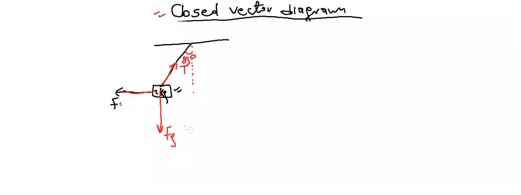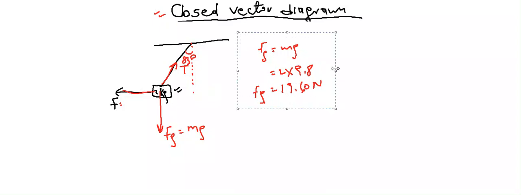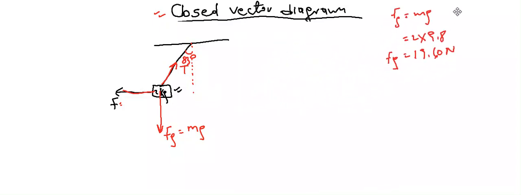We have the force applied. We must draw the closed vector diagram. But first you must calculate Fg, which is equal to mg. Let's start with it. The mass is 2 kg, and g is the constant 9,8, so we get 19,60 newtons for Fg. So let's move this one to this area. Let's put it here.